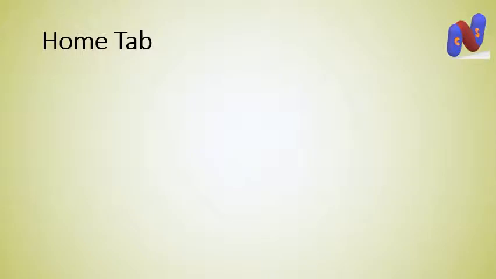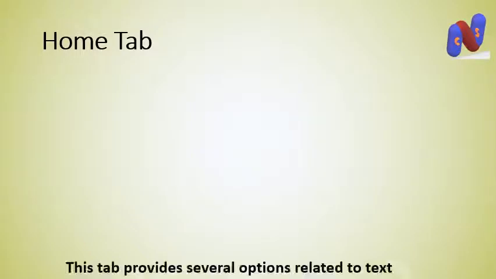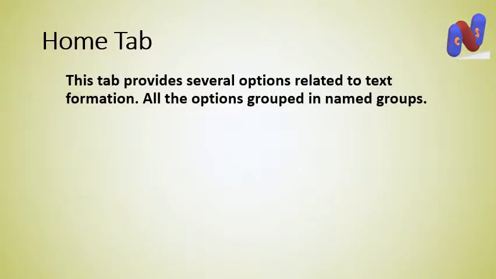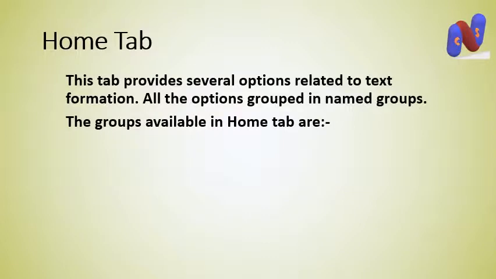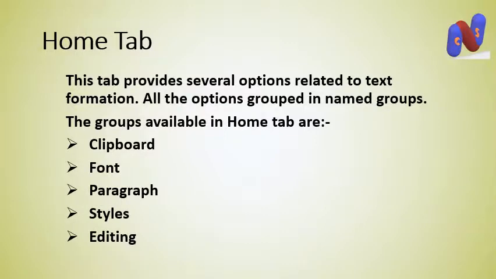Now, Home tab. This tab provides several options related to text formatting. All the options are grouped in named groups. The groups available in Home tab are clipboard, font, paragraph, styles, editing.